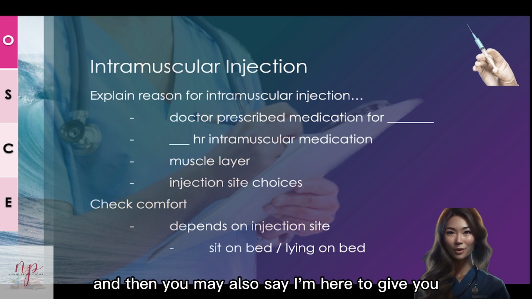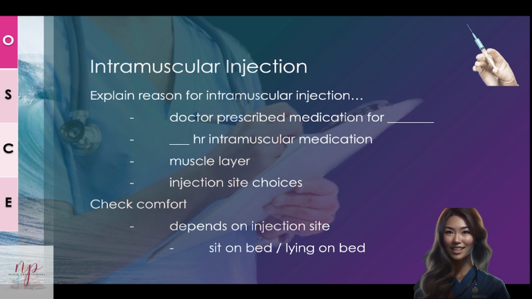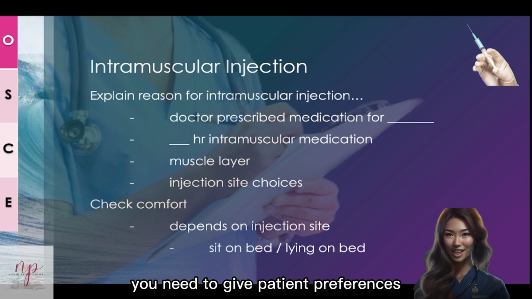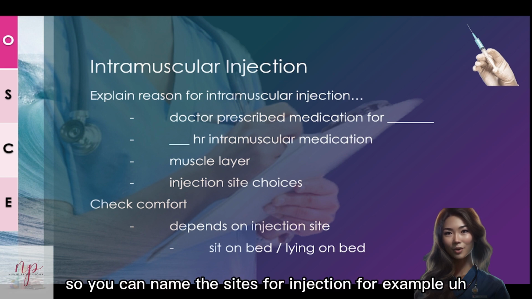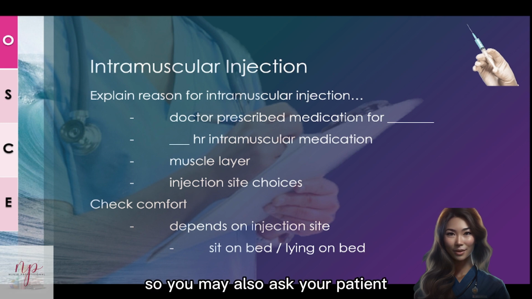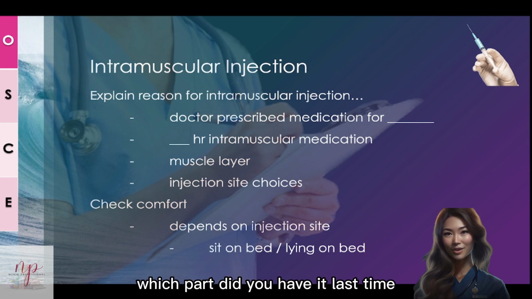And then you may also say, I'm here to give you your 8 o'clock intramuscular medication, for example. You need to explain to your patients that the medication will be injected into your muscle layer. You need to give patients preferences. So you can name the sites for injections, for example, the deltoid, the upper arm, and your hips. You may also ask your patient, did you have any intramuscular injections before? Which part did you have it last time?